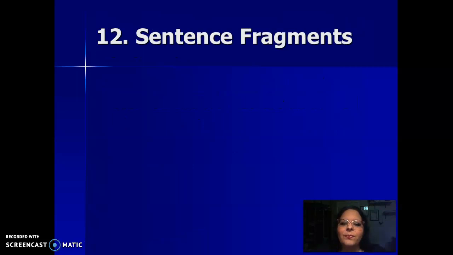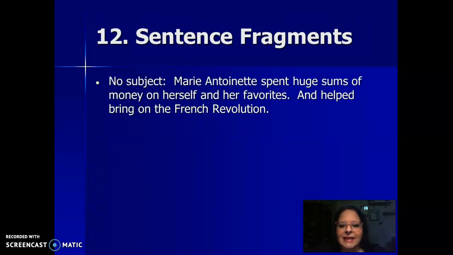Sentence fragments. This is when you have an incomplete sentence. Marie Antoinette spent huge sums of money on herself and her favorites and helped bring on the French Revolution. Well, when you read it, it sounds fine. In a fragment, the second sentence, and helped bring on the French Revolution, is not a full sentence by itself. It needs to be connected to that previous sentence. The best way to find this error is to read your paper backwards, sentence by sentence. So if you know you write fragments, reading it backwards that way won't make you fill in the blank.